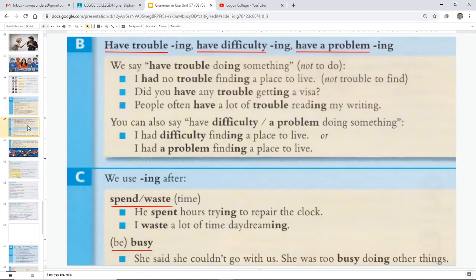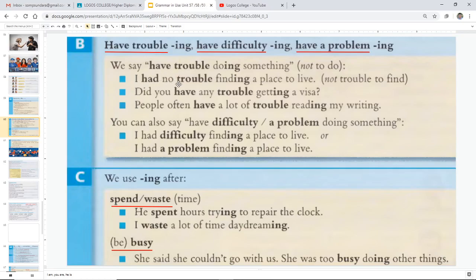All right, let's look at part B. So these three expressions, have trouble, have difficulty, have a problem, they are all similar. They mean pretty much the same thing. We say have trouble doing something. Notice we use a gerund. We don't use the infinitive. We use a gerund. We do not use the infinitive with trouble.